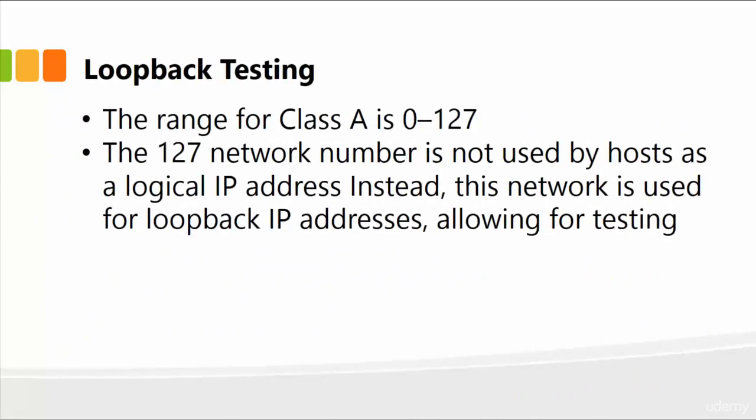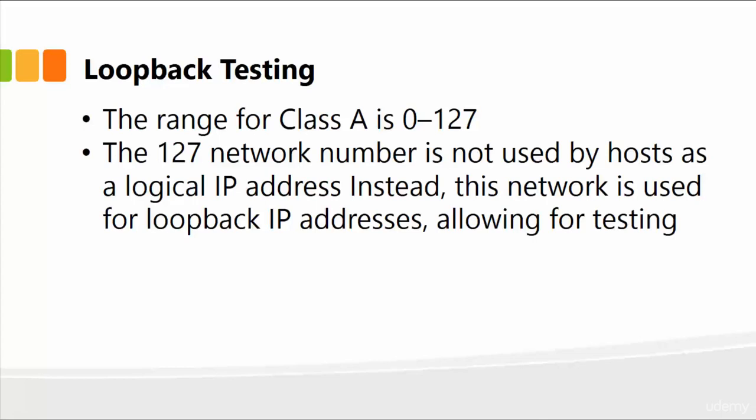So, loopback testing. I mentioned the IP address 127.0.0.1, for example. This is also known as loopback testing, just to make sure that your computer is connected or has an IP address. So the range for class A is 0 to 127. The 127 network number is not used by hosts as a logical IP address. Instead, this network is used for loopback IP addresses, allowing for testing. So the important thing to remember is that the IP address 127.0.0.1 is reserved for loopback testing.